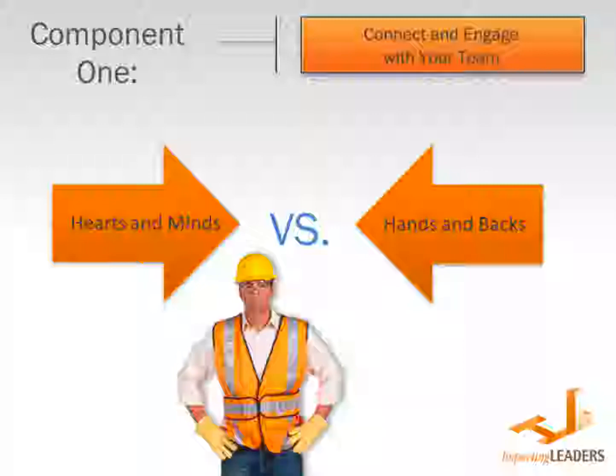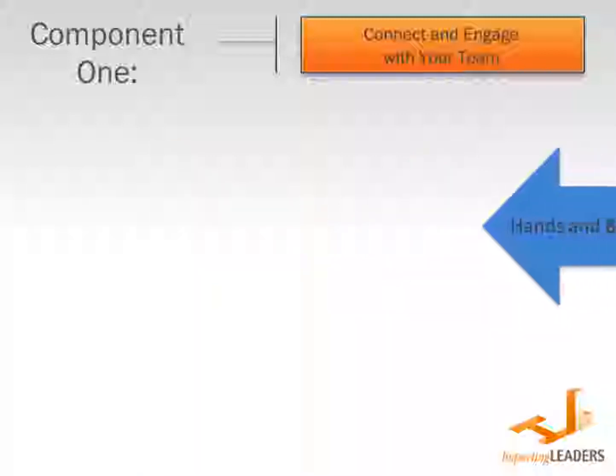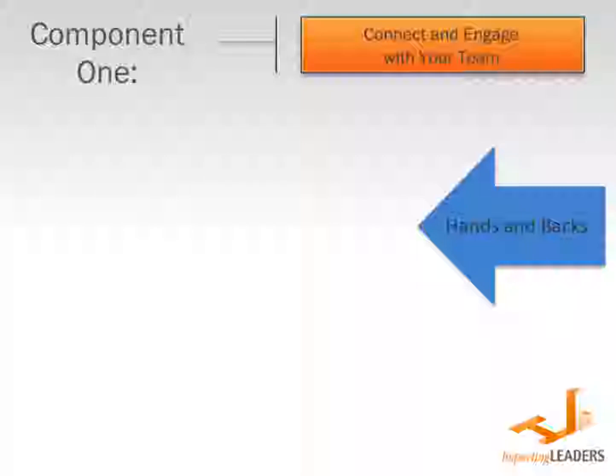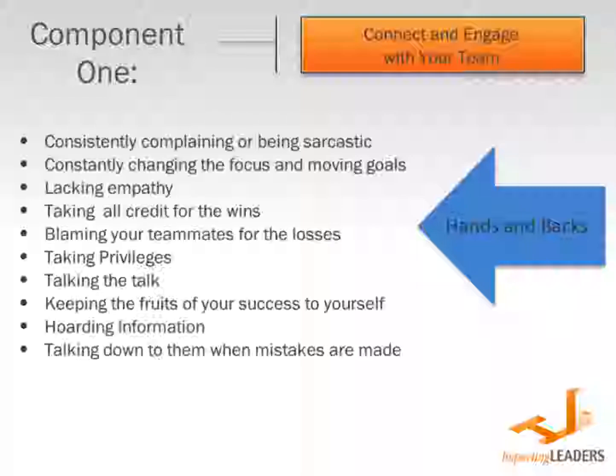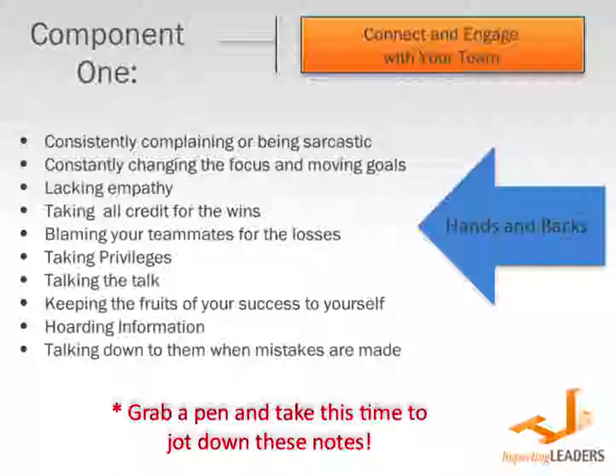So let's look at the 2 different ways that we can lead and motivate others. Let's say we're just after their hands and backs. Let me tell you what happens in this type of environment. First of all, as a leader, we're consistently complaining, or maybe we're being sarcastic to the person about how they could probably perform better. We change focus many times and we're not consistent with our goals, trying to get them to reach further or do more.